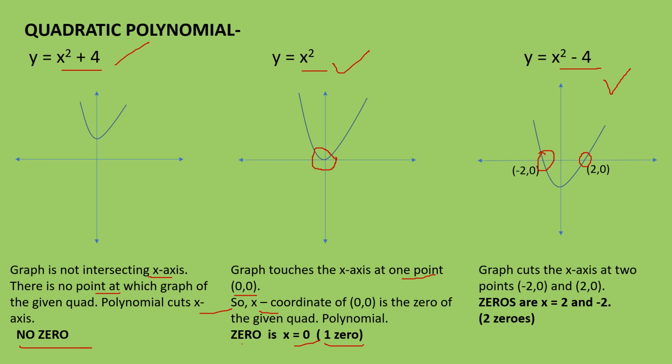So here the graph cuts the x-axis at 2 points, and the points are (minus 2, 0) and (2, 0). The x coordinate here is 2, and the x coordinate here is minus 2. So zeros are x equals 2 and minus 2. So in case of a quadratic polynomial, what we have observed is that the number of zeros can be no zero, 1 zero, or 2 zeros. It cannot be 3 because it is a quadratic polynomial, meaning the degree of the polynomial is 2. So the number of zeros cannot be more than the degree of the polynomial.